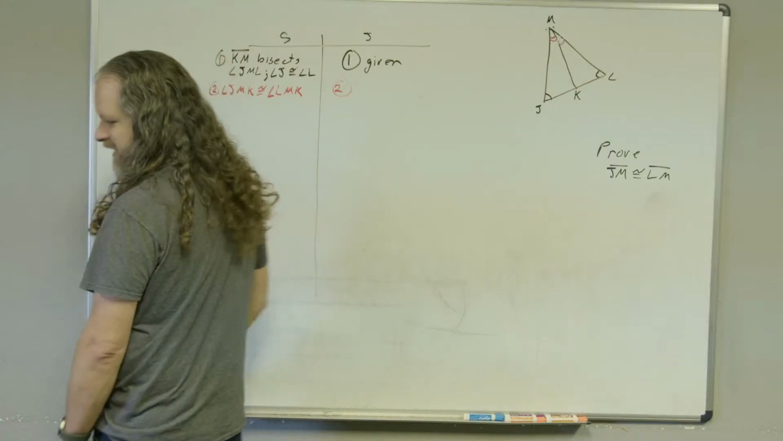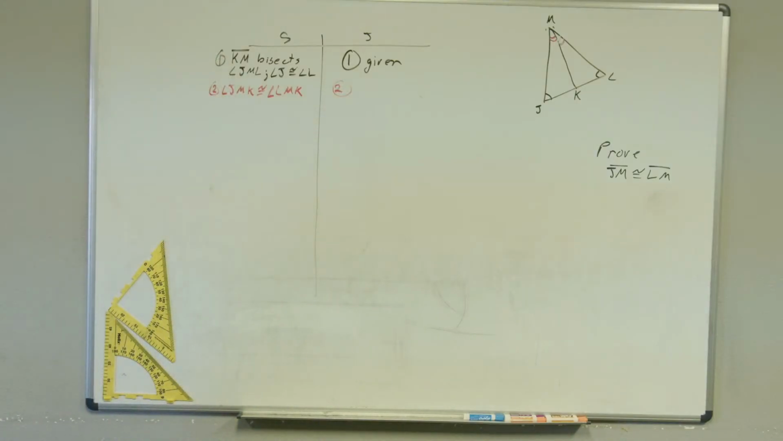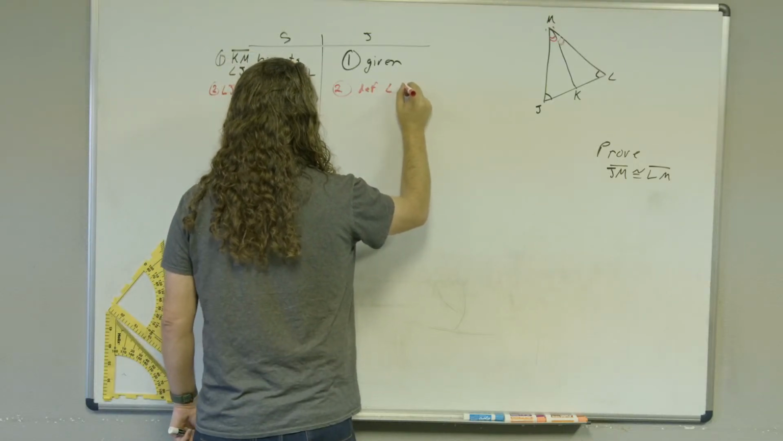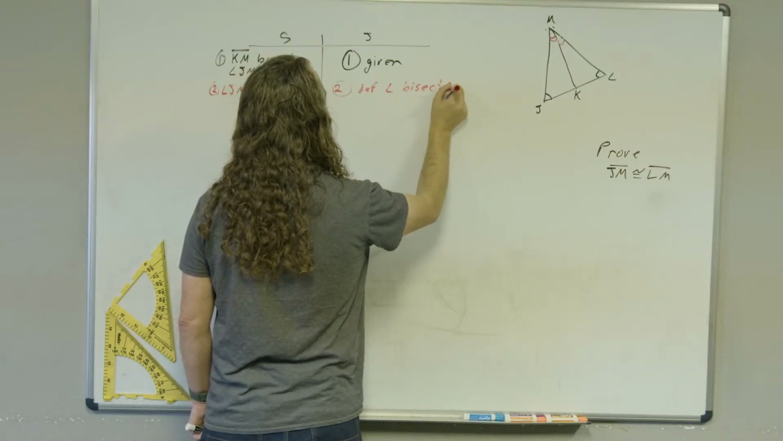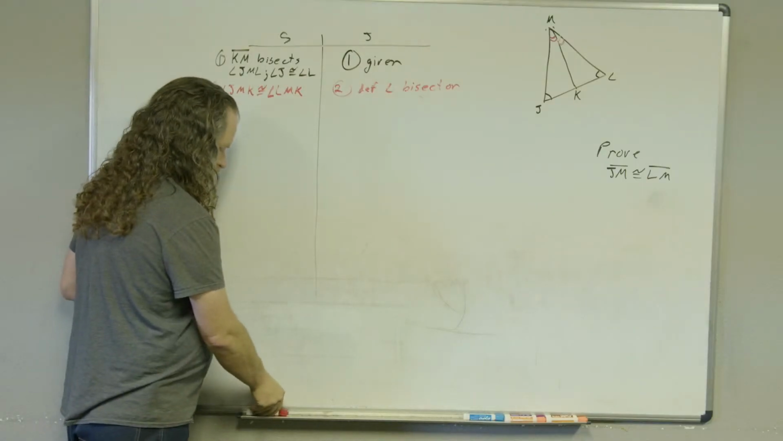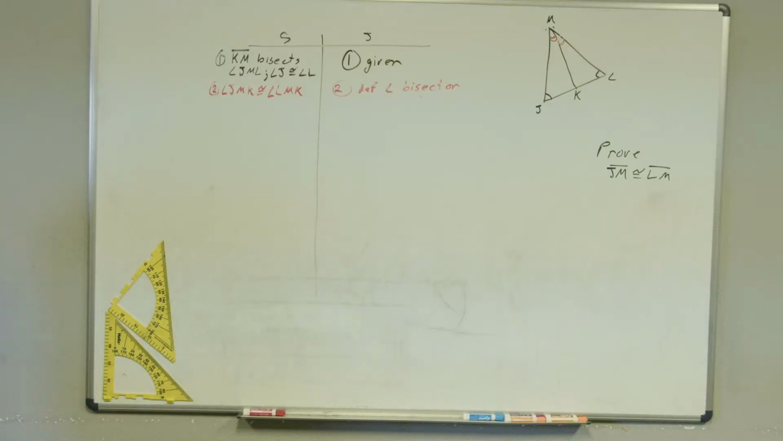What is the justification for that? Definition of bisector, that's right. Definition of angle bisector. Great. So we got a couple angles. If we get a side, we're golden. Can we get a side? Yeah, which one? We can get a side. We can definitely get a side.